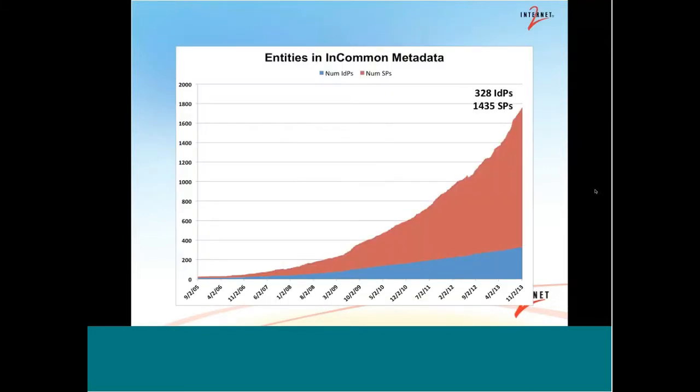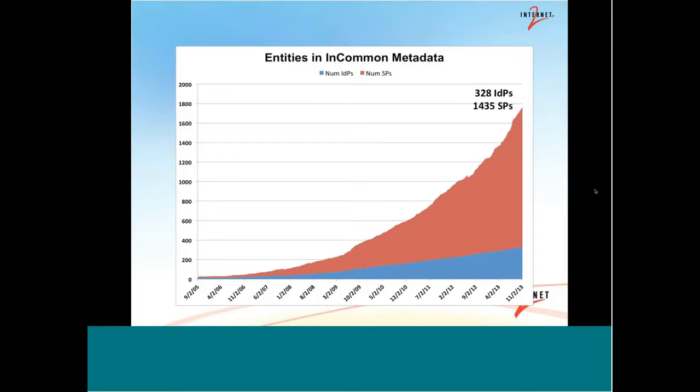Last background slide, just to show you the growth in InCommon metadata over time. This is a bit dated. We continue on the exponential of growth in terms of the number of service providers, and there will be a stair step next year in terms of identity providers as some 2,000 community libraries join InCommon. That piece is in the works.